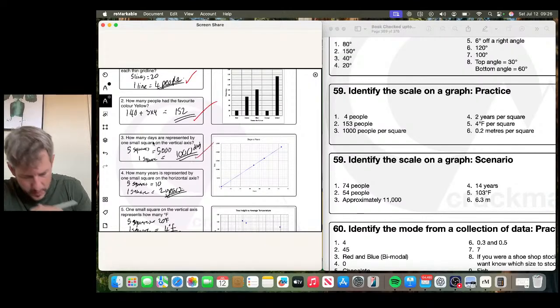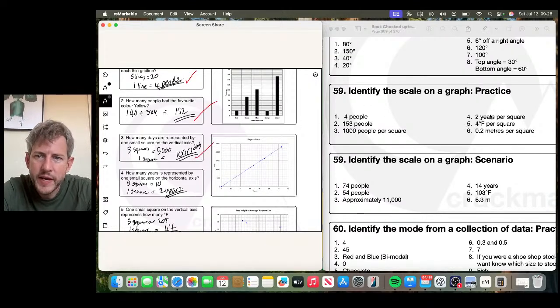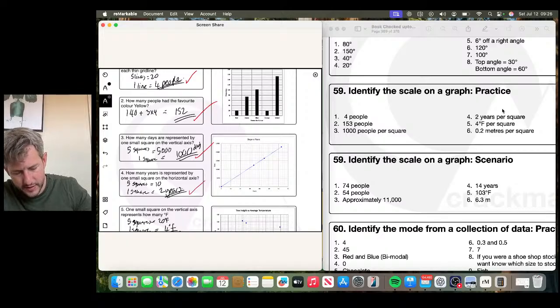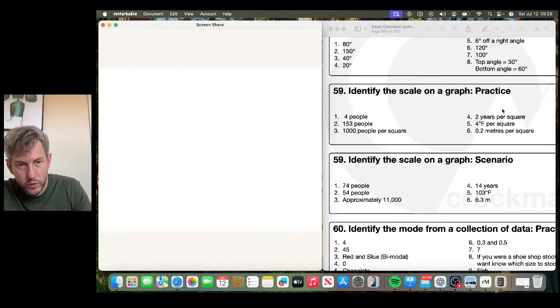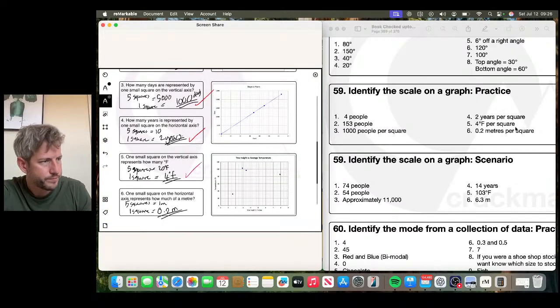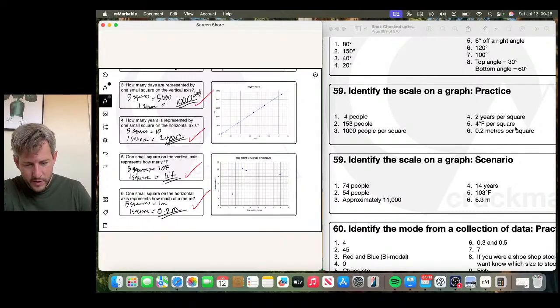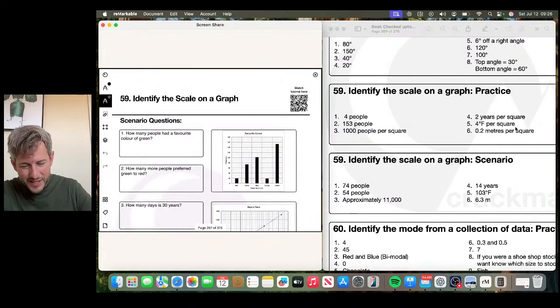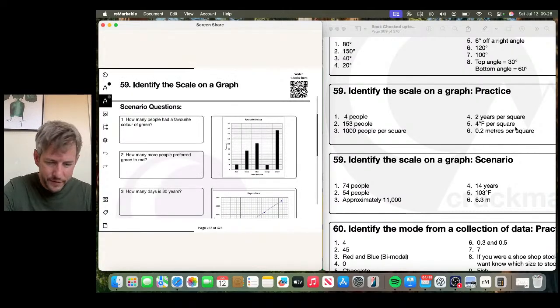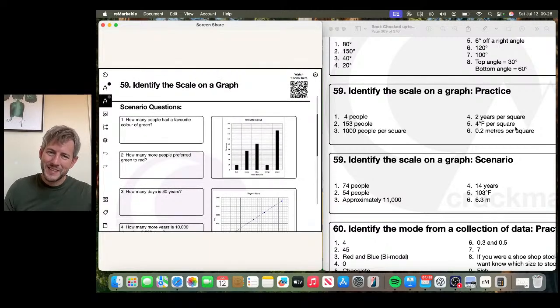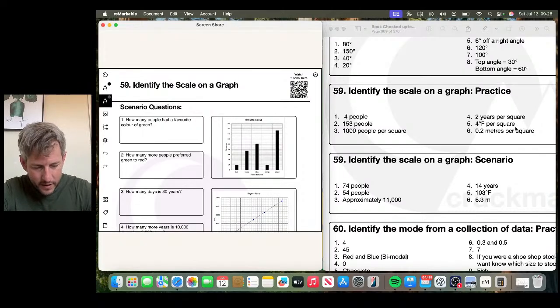There we go. 2 years per square. 2 years. Yep. 4 degrees Fahrenheit per square. 0.2 meters per square. Excellent. Right. So let's have a go at 59, and then I actually think we're going to stop there. I'll just have 60 to 70 to do tomorrow. Okay. Right. So here we go.